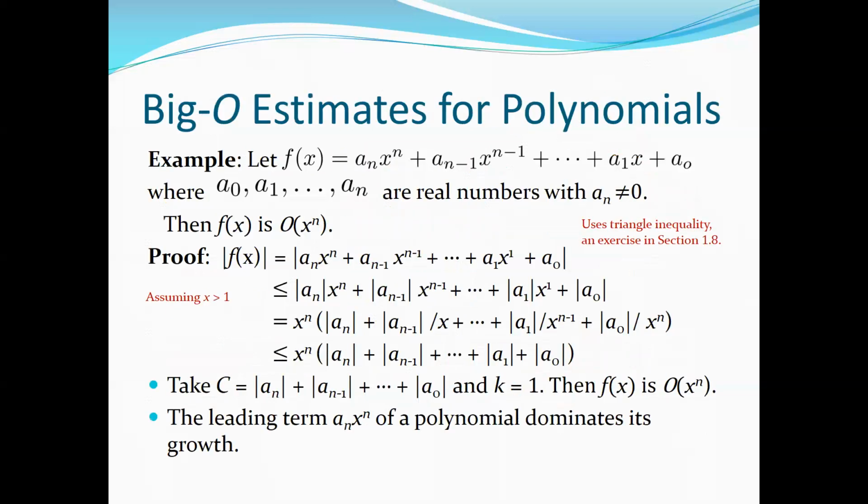For polynomial values, if f of x is a polynomial a_n, the constant value, x to the power of n plus another coefficient a_(n-1) x to the power of n minus 1, and so on, plus a_1 x plus some constant value a_0. So that's the polynomial series. These are real numbers, where a_n is not equal to 0. Then f of x is big O of x to the power of n, the highest order term of the polynomial. This is the proven fact.